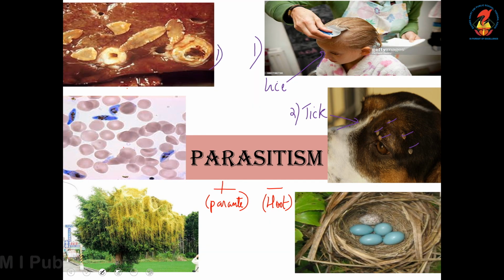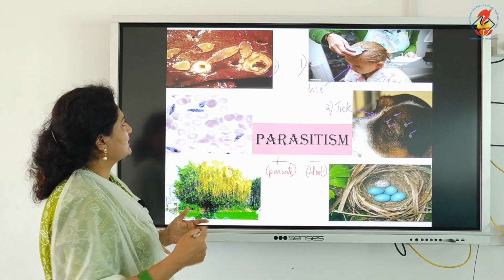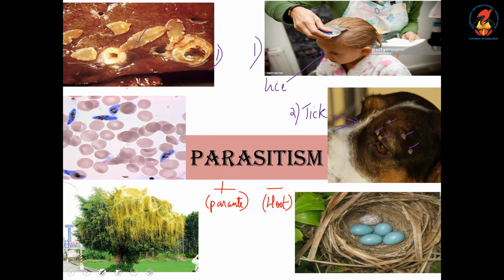One, we have the liver fluke. See, this is the liver fluke inside the liver of a cow or human being. Second example, we have Plasmodium vivax found inside the RBC of man. See, this is Plasmodium vivax, which is indicated with blue or violet color.